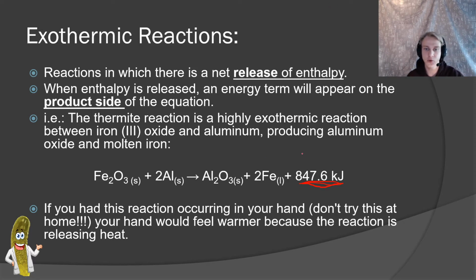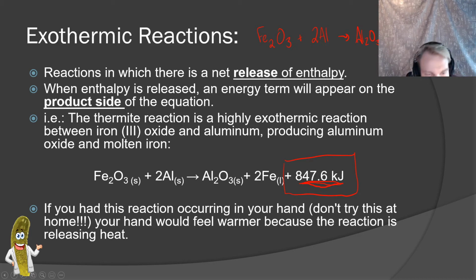Now there are two different ways that you can write and represent this. You can include it like this, a plus 847.6. Or the other way that you could write this exact equation is Fe2O3 plus 2Al goes to form Al2O3 plus 2Fe. And then on the side, you would say delta H is equal to negative 847.6. And the units for that are kilojoules.